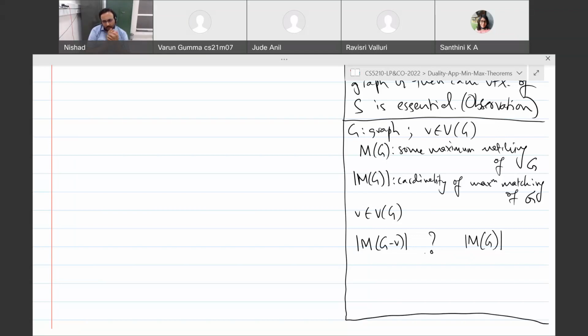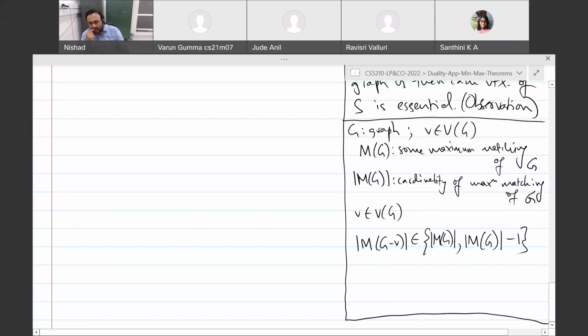No. No, right? So what is the maximum you can change it by? 1. Exactly. So in other words, this quantity is either the cardinality of maximum matching in G or it is this minus 1.